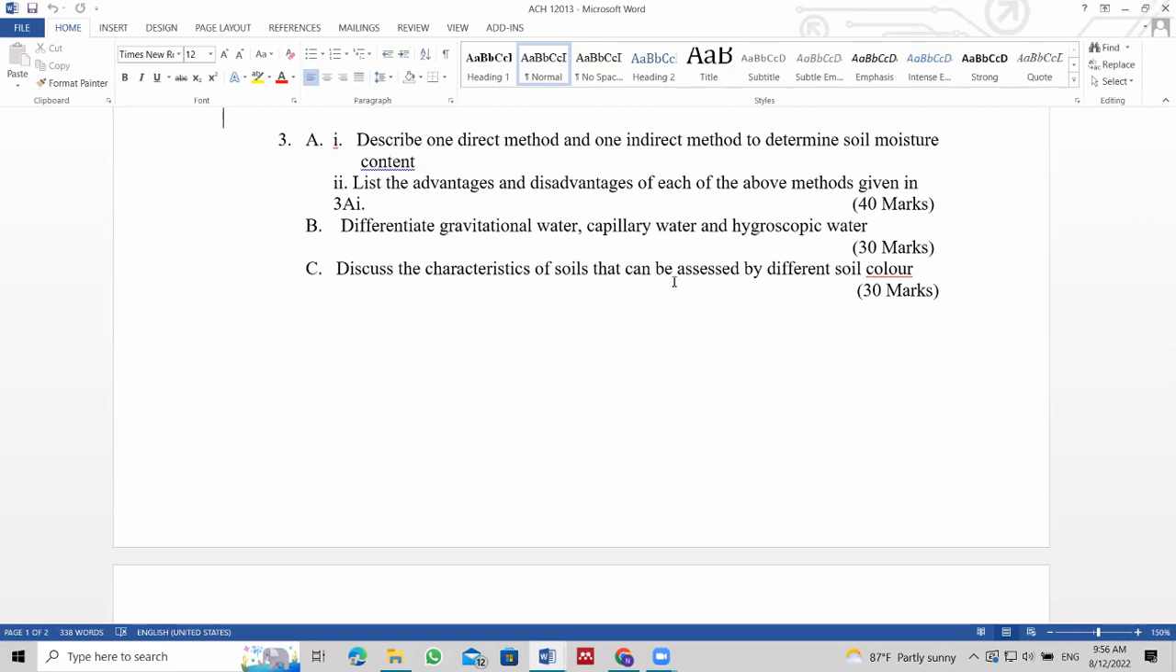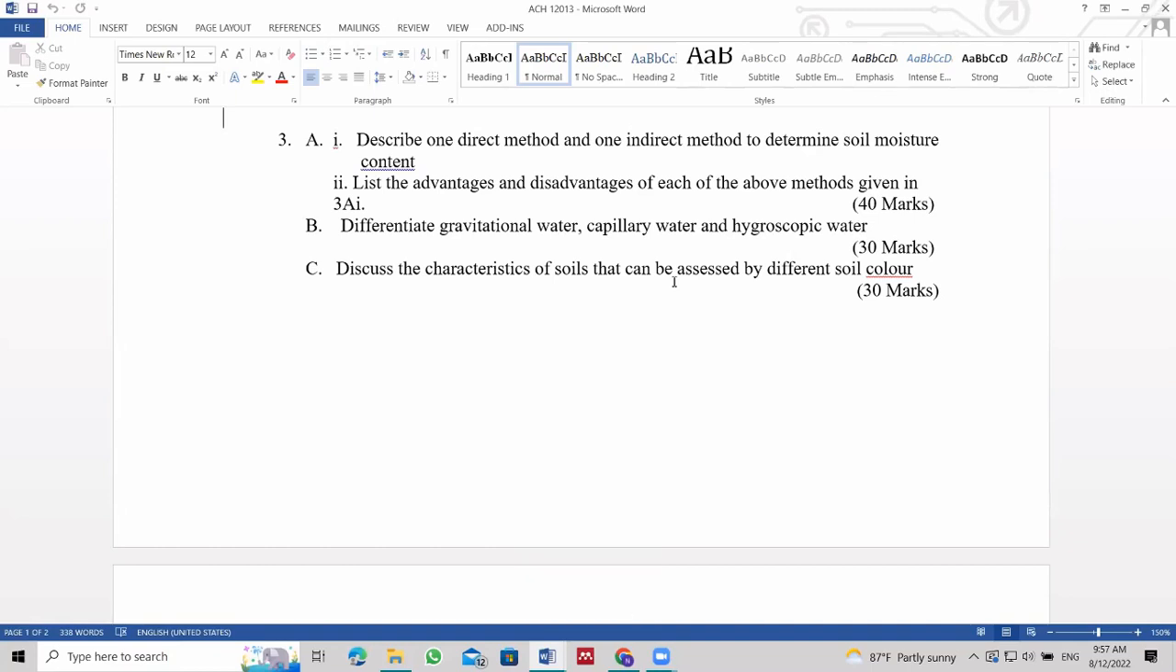For different colors, why is that color expressed by the soil? It has been given. Okay, why gray color, why red color, why yellow color? Sometimes gray color, so why are the soils gray or gleyed in color? Poor drainage. And red color indicates what? Iron.